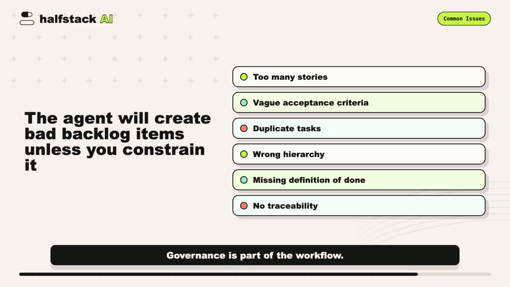The fix is not a bigger prompt only. The fix is a workflow. Schema, examples, validation, human review, dry run, and controlled creation. Also keep the original requirement attached to the generated backlog. Traceability is what lets reviewers decide whether an item is legitimate scope or model invention.